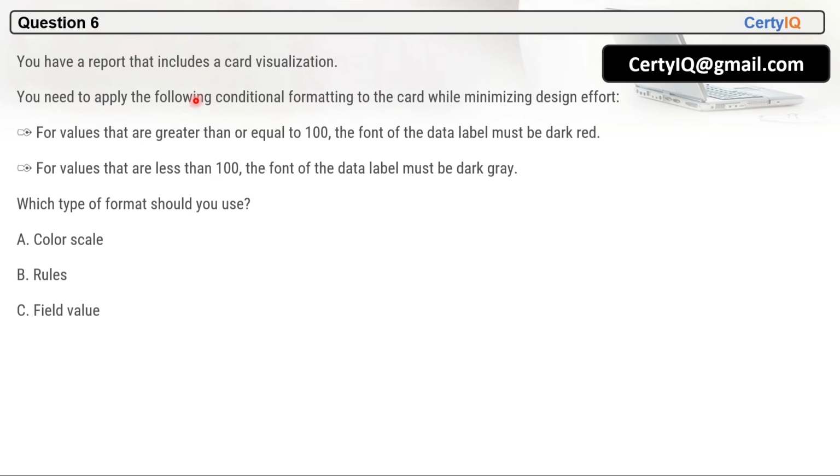Question 5. You have a report that includes a card visualization. You need to apply the following conditional formatting to the card while minimizing design effort. For values that are greater than or equal to 100, the font of the data label must be dark red. For values that are less than 100, the font of the data label must be dark gray. Which type of format should you use? So we will use B, rules. B will be the correct answer here.